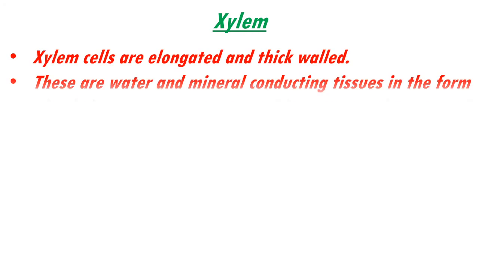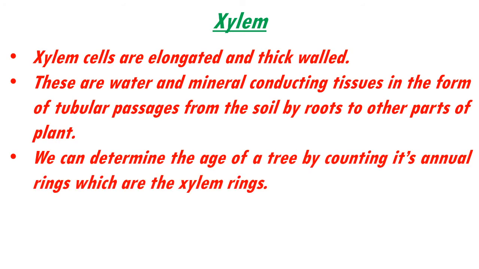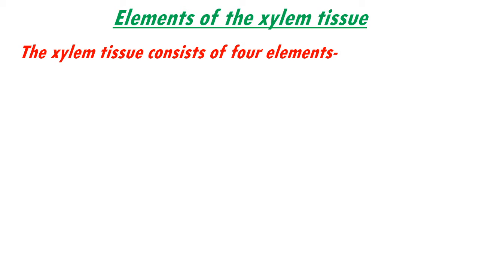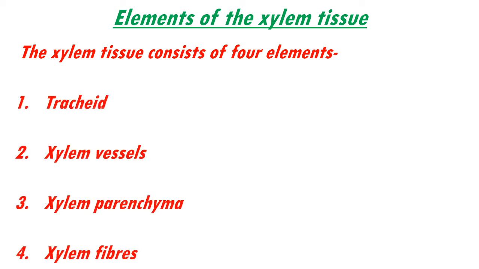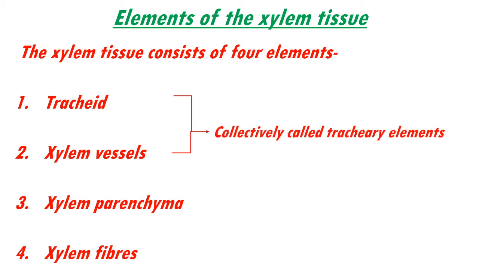First is xylem. Xylem cells are elongated and thick-walled. These are water and mineral conducting tissues in the form of tubular passages from the soil by roots to other parts of plant. We can determine the age of a tree by counting its annual rings, which are the xylem rings. Xylem tissues consist of four elements: tracheids, vessels, xylem parenchyma, and xylem fiber. Tracheids and vessels are collectively called tracheary elements.